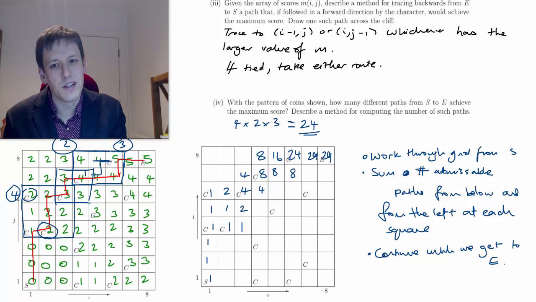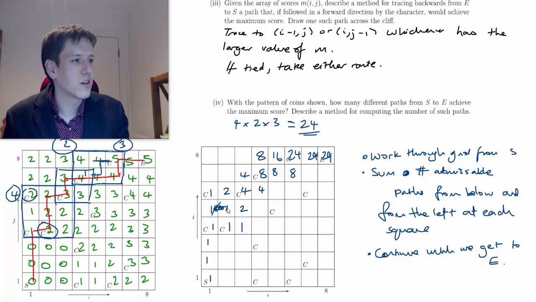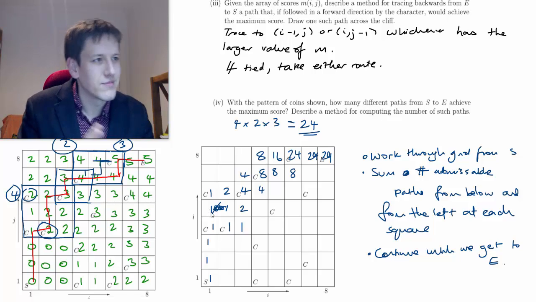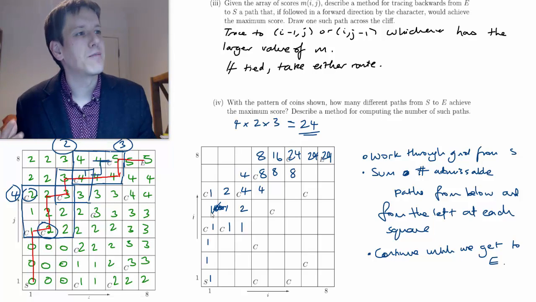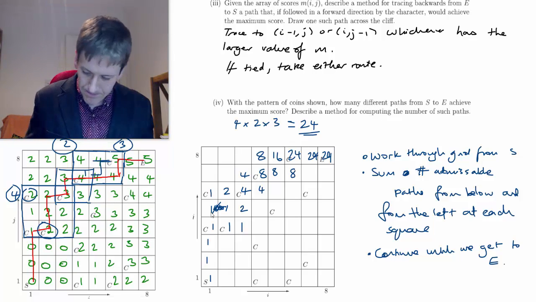So, for example, this one here, I didn't just add the 1 and the 1 because this was not an allowed route. Okay, I couldn't come across here. So you actually might need to say that moderately more precisely than I've written it down here, but something along those lines, and you will get all of the marks.